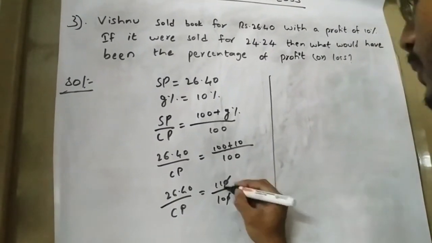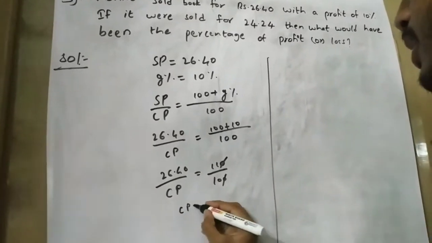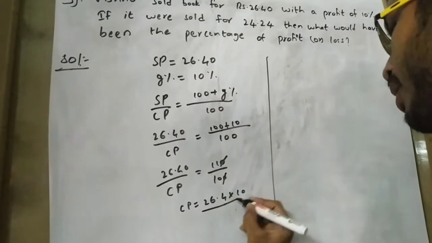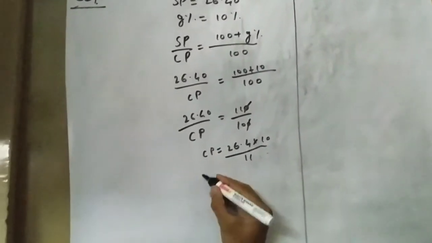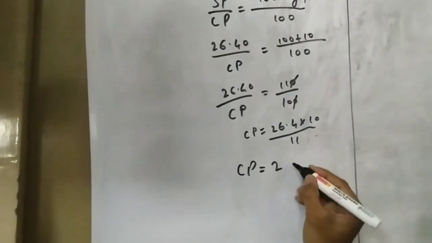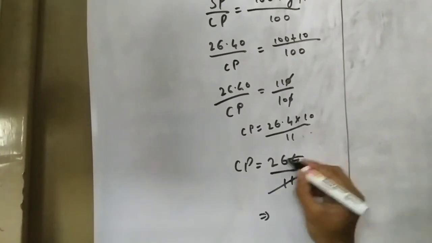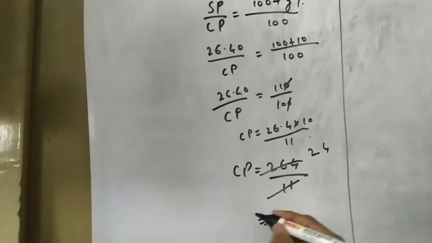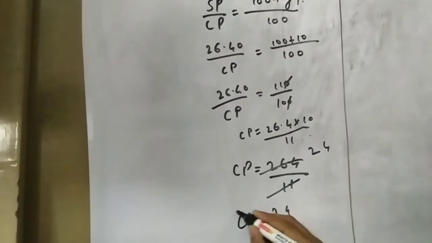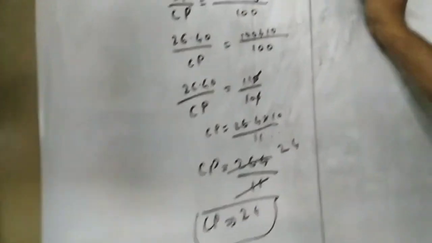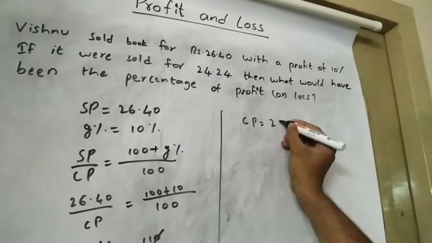100. 0 gets cancelled. CP is equal to 26.4 into 10 by 11. That is equal to CP is equal to 264 by 11. That is equal to 11 twos are 22, 4, 4 elevens are 44, so 24. So cost price is 24. So we got cost price as 24.